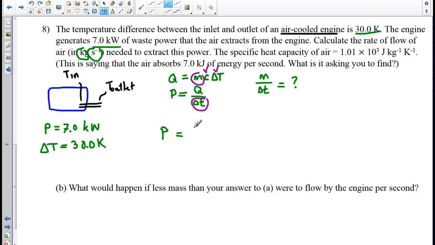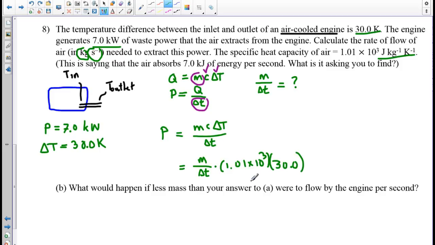P equals Q, which is mc delta T, over change in time. Oh, look, m over delta T, there it is. I'm not going to isolate it, I'm just going to separate it off. I know the value of C. It's 1.01 times 10 to the 3. Check the units. My mass will be in kilograms. Good. Plug in the value of delta T, 30 K. 30 K is what the air has to absorb.